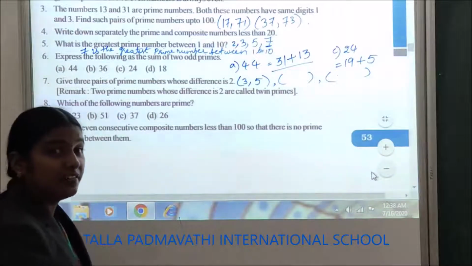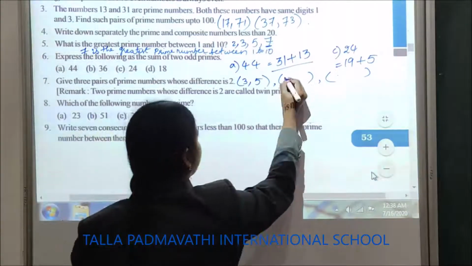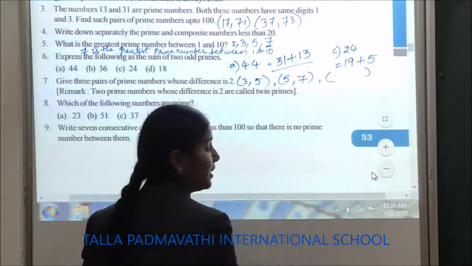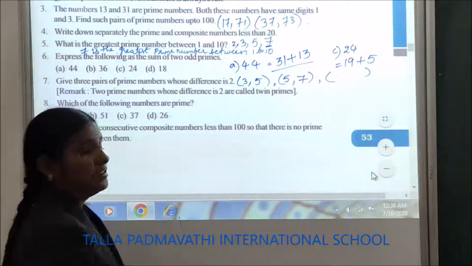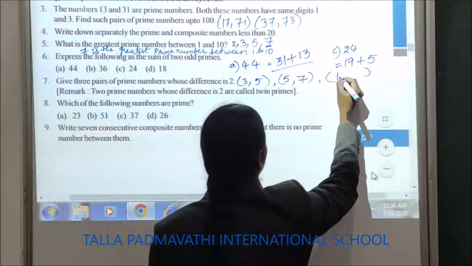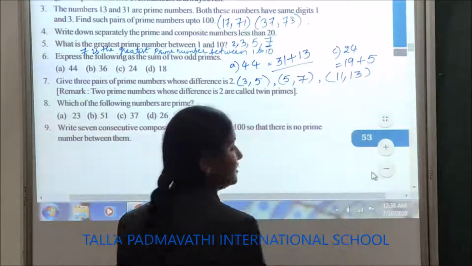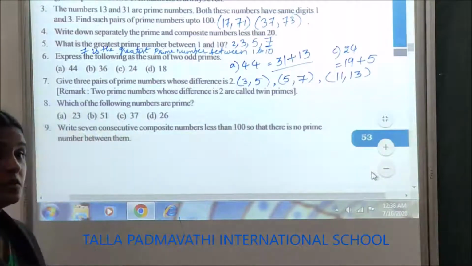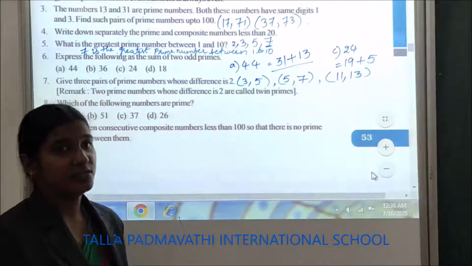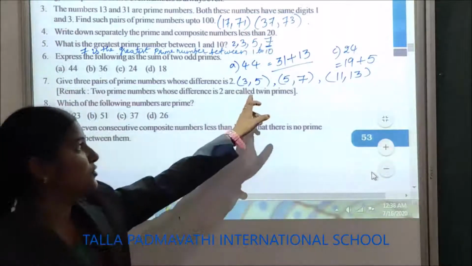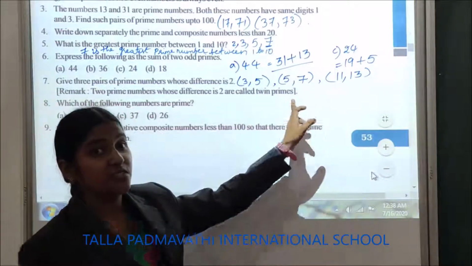That is 5 minus 3 will be 2. And next 5 and 7. So 7 minus 5 is 2 again. So yes, it is correct. Next I want to take 11, 13. That is 13 minus 11 is also, yes, 2. So here I took 3 pairs where the difference is 2.